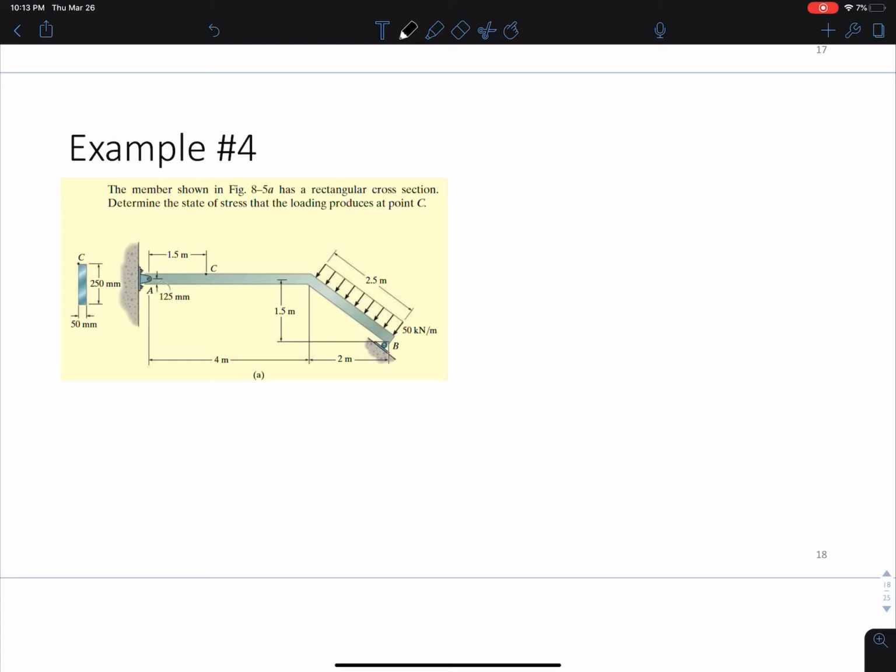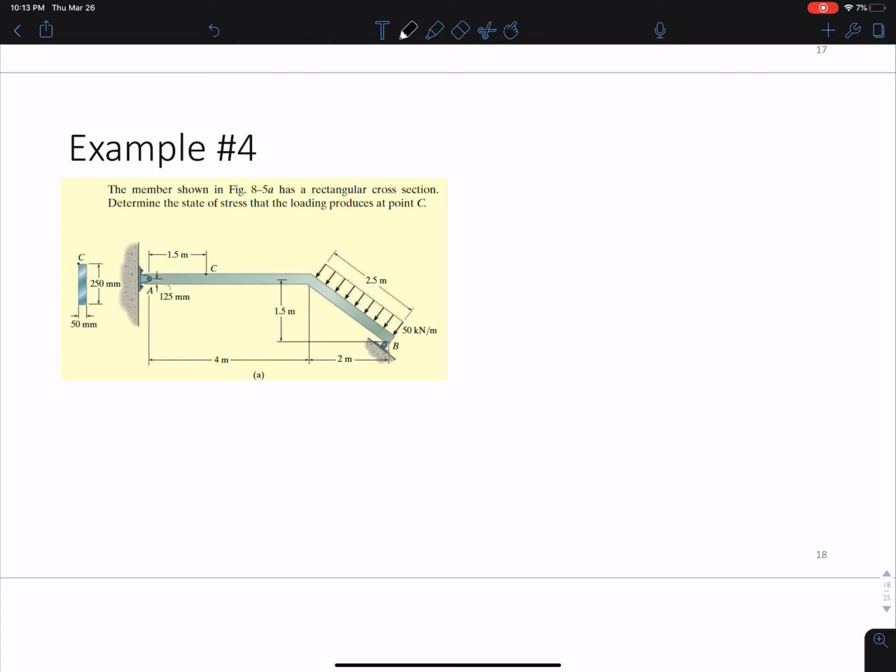We have 2 more and this is all done. Okay. So here we have a little more of a familiar structural system. We have a frame, and this frame has a rectangular cross section, and we want to know what the state of stress is that the loading produces at the specific point C that's given.